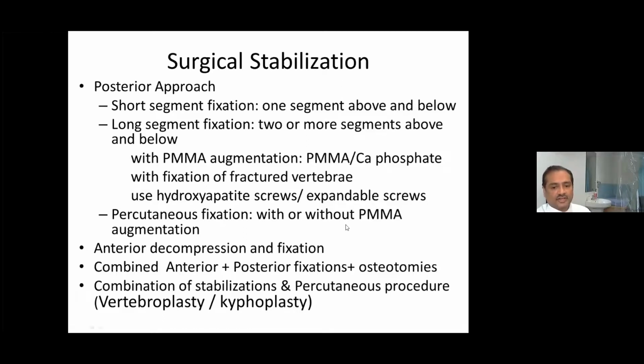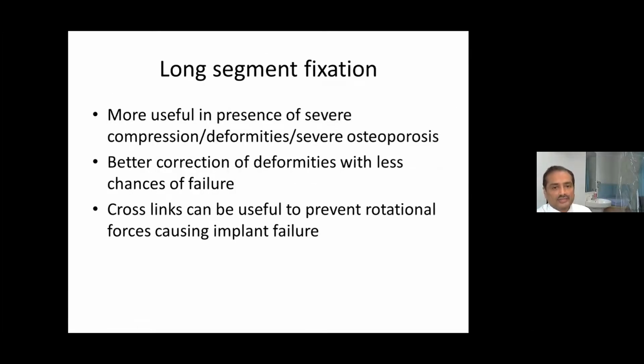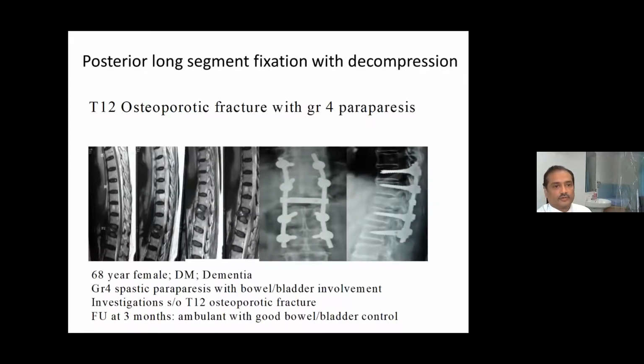Anterior fixation and decompression have been tried, and sometimes, especially in severe fractures with instability, combined anterior and posterior techniques with osteotomy, or with a percutaneous procedure like vertebroplasty and kyphoplasty, have been found useful. As the gold standard, most patients who are unstable require a long segment fixation, especially in the presence of deformity. They can have a better correction of the deformities, and crosslinks can be very useful to prevent rotational forces and implant failure.